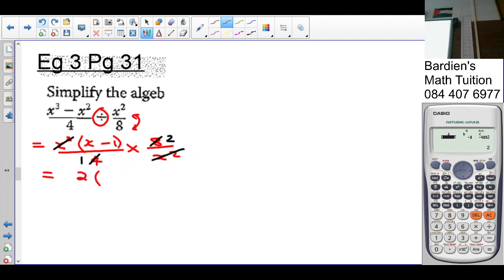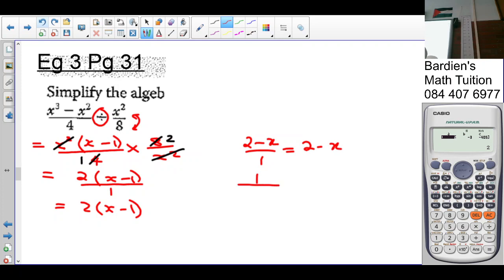2 into x minus 1 over 1, which is simply 2 into x minus 1. You all agree with that? Remember, if you got 2 minus x over 1, that is simply 2 minus x. But 1 over 2 minus x will never be equal to 2 minus x. You all agree with that?